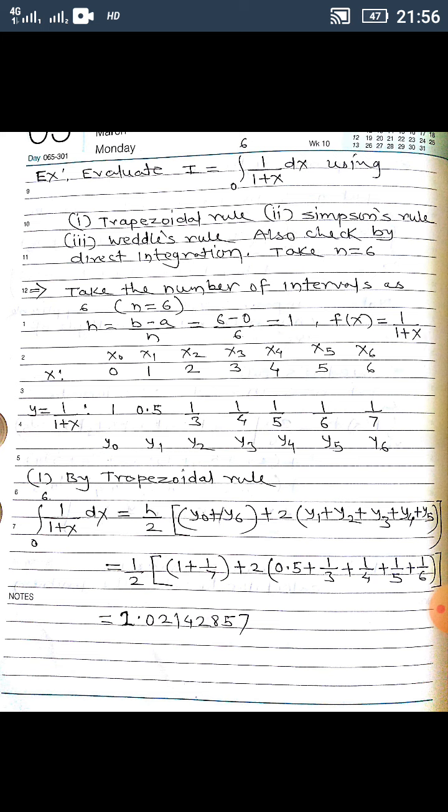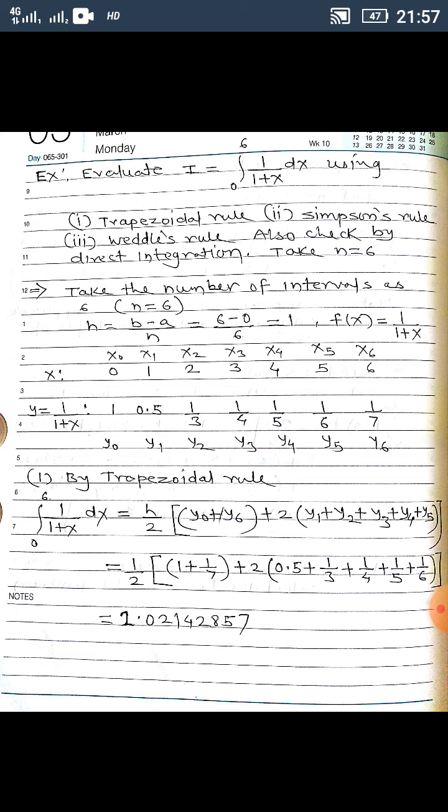Okay. So what is f of x? f of x means y. Y is nothing but 1 upon 1 plus x. So substitute x equal to 0 in that function, you get the corresponding y value. If we substitute x equal to 0, 1 upon 1 plus 0 will be 1. If we substitute x equal to 1 there, 1 upon 1 plus 1, that is 1 by 2. 1 by 2 is 0.5.